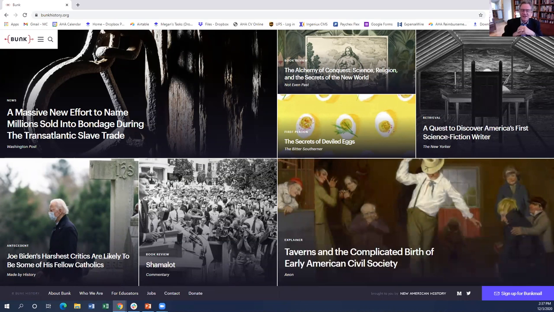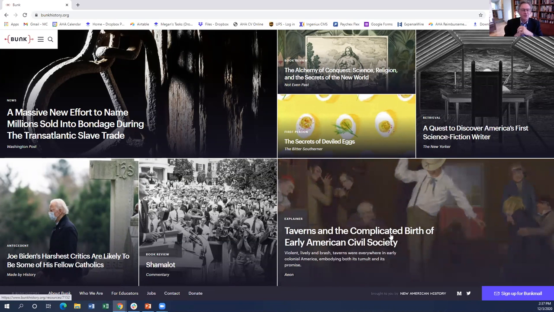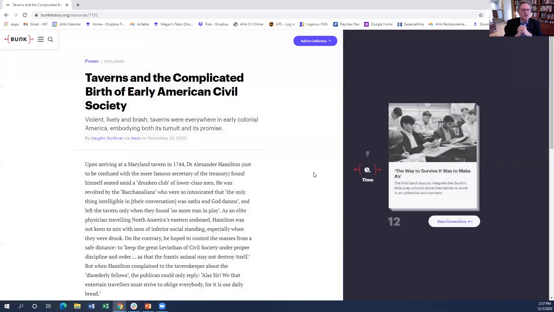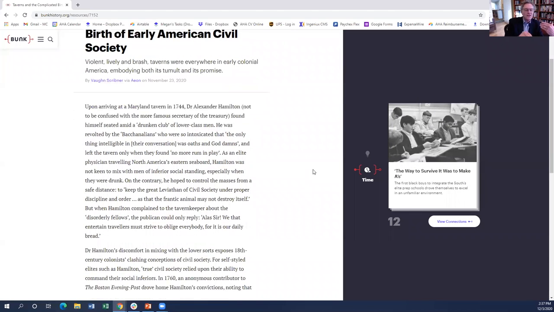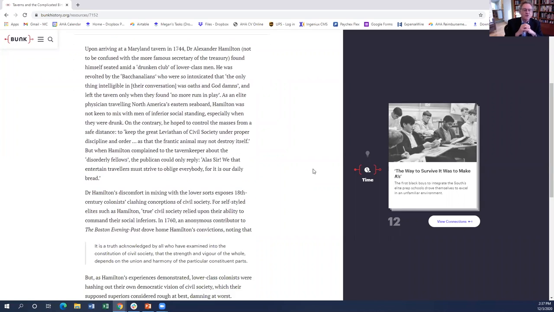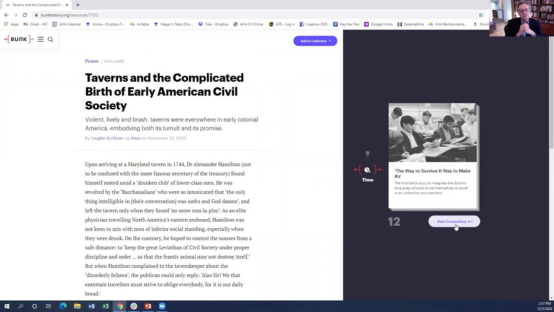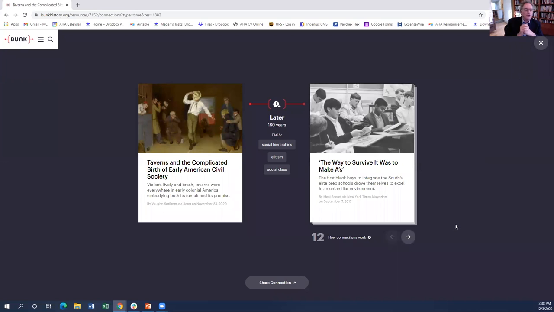That's right, the one that says taverns. So go ahead, Megan, since you wanted to look at that, just go ahead and click on it. And when you do, it will take you to an excerpt of that article, and it will show you all kinds of connections. If you go over to where it says View Connections, Megan, what that will do is show you different things that are related to taverns and American civil society. And you can see the different tags are social hierarchies, elitism, social class. So choose any one of those that you like, Megan.